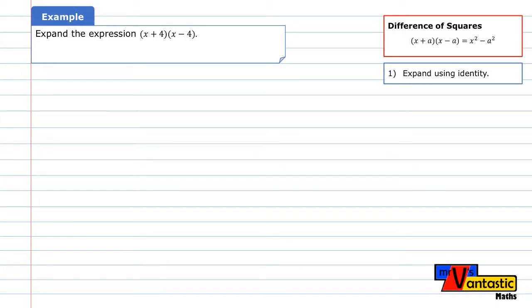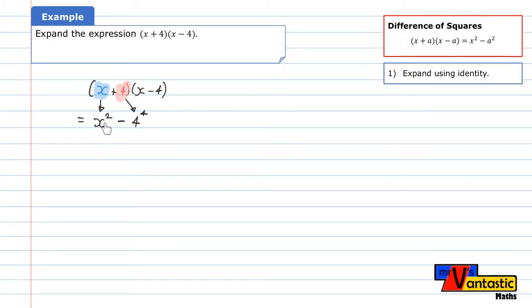So an expression like this is actually pretty easy to expand, and we don't even have to necessarily do any working for it. So if we have the expression x plus 4, x minus 4, all we need to do is look at the first term and then the second term. And we can expand it out by simply taking the first term and squaring it, in this case x squared, and then we're going to subtract the second term squared.